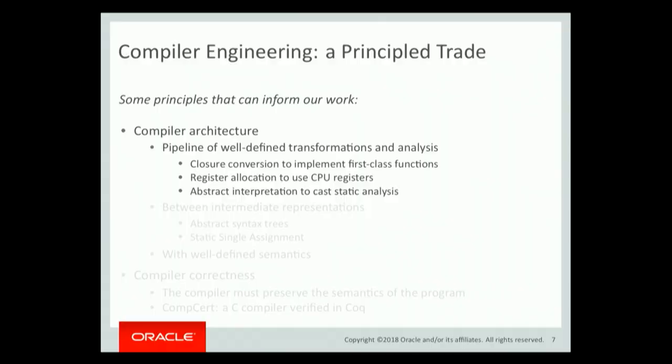When it comes to the architecture, it's very common when you have to build a compiler to use a pipeline of well-defined transformations and analyses. So a compiler isn't a big blob that goes straight from C to assembly like it maybe used to in the 70s, but nowadays it's really a sequence of very well-defined transformations.